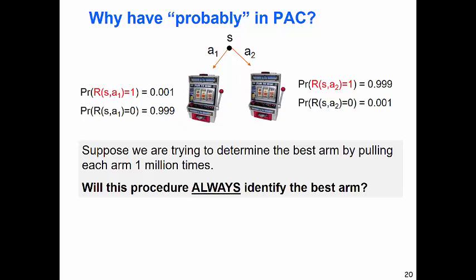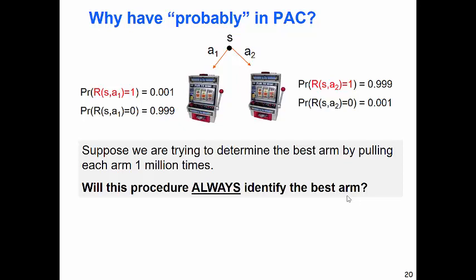So if we pull these 1,000,000 times each, will we always identify the best arm? Like, can we guarantee with probability 1 that we'll always find the best arm? She says no. What do people think? Is everybody saying no? So why not? Why might we not find the best arm if we pull them each 1,000,000 times? Ideas?